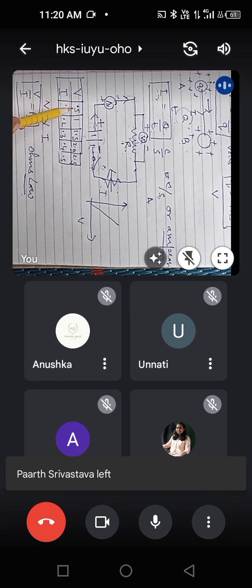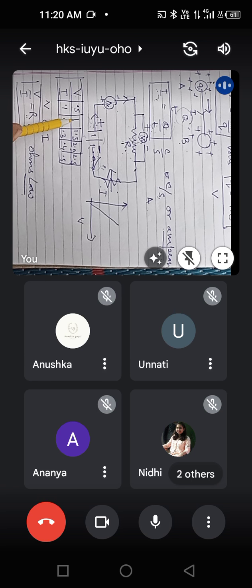The V value, suppose, is 0.5, the next value you take as 1, then the next value as 1.5. If you keep on changing the rheostat positions, you will get different values of V, and you record the value of the ammeter also: 0.1, 0.2, 0.3, 0.4, 0.5, like this. This is the table you get, and if you plot a graph with V on the x-axis and I on the y-axis, then you always get a straight line. This verifies Ohm's law, and this is called Ohm's law.